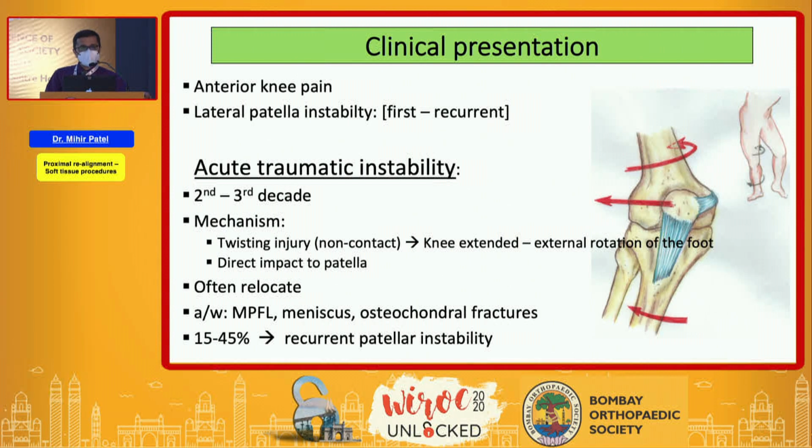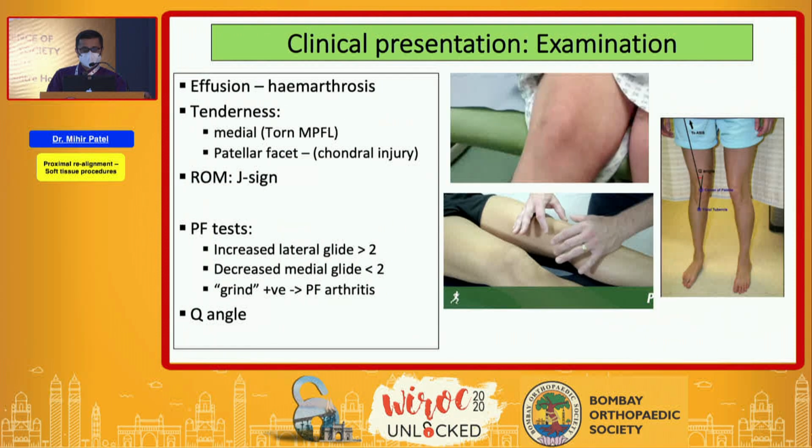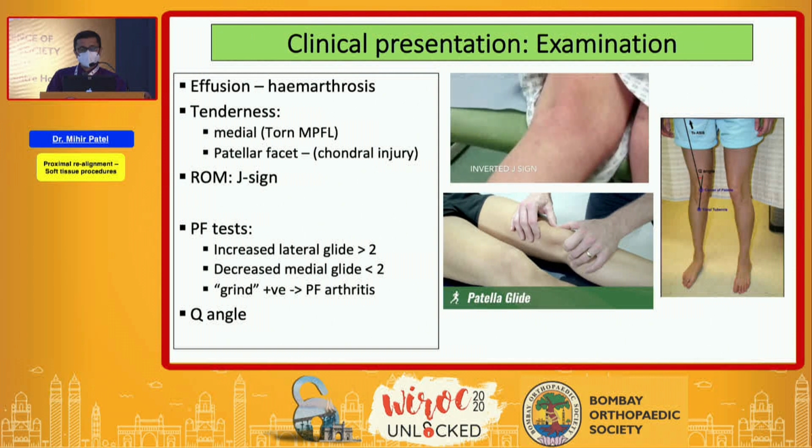They usually have associated MPFL injuries, menisci and osteochondral fractures, and acute traumatic instability has a 15 to 45% chance of developing into a recurrent patellar instability. Clinically, these patients are going to come to us with effusion or hemarthrosis. They usually have tenderness along the medial side of the patella and patellar facet because of condyle injury.